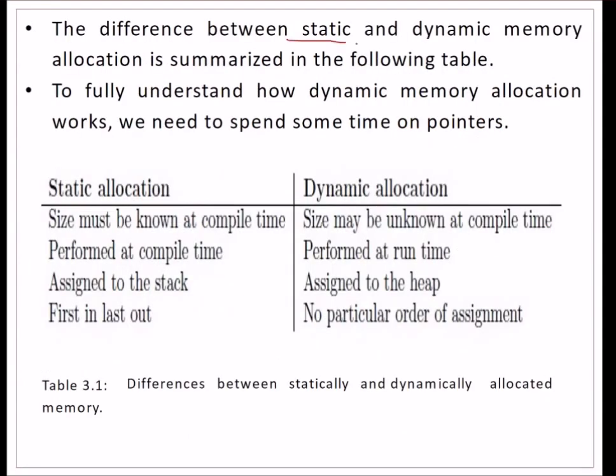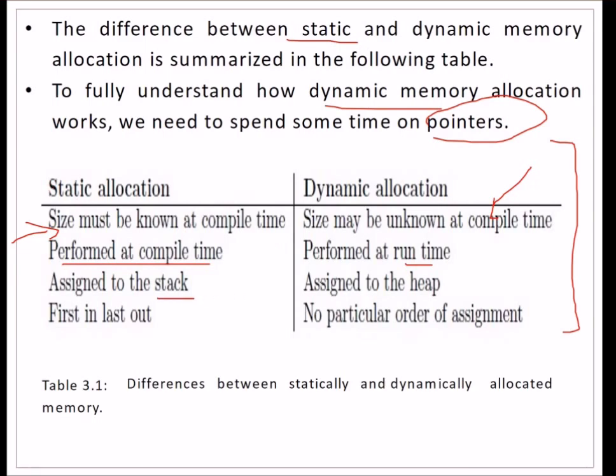Now the difference between static and dynamic memory allocation, let us summarize them. And for dynamic memory, we really need to know about pointers. Static allocation, dynamic allocation, let us see the difference properly. First, the size must be known at compile time for static allocation, and the size may be unknown at compile time for dynamic. Static allocation is performed at compile time. Dynamic allocation is at runtime. Static allocation is assigned to the stack, while dynamic allocation is assigned to the heap.